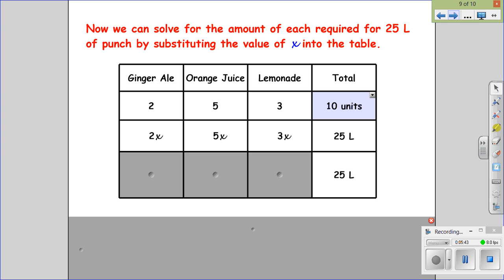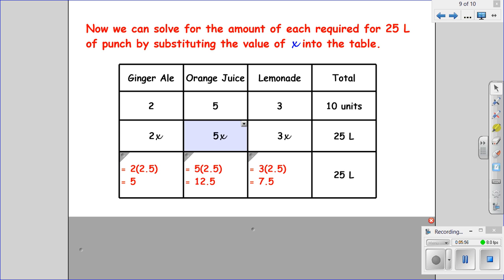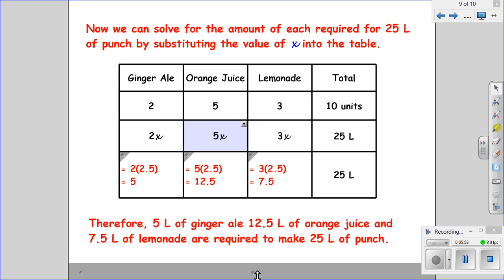Well, for ginger ale, it's 2 times 2.5, or 5 liters. For orange juice, it's 5 times 2.5, so 12.5 liters. And lemonade, 3 times 2.5, so 7.5 liters. And now we can write our beautiful sentence answer to get our good communication mark. Therefore, 5 liters of ginger ale, 12.5 liters of orange juice, and 7.5 liters of lemonade are required to make 25 liters of punch.